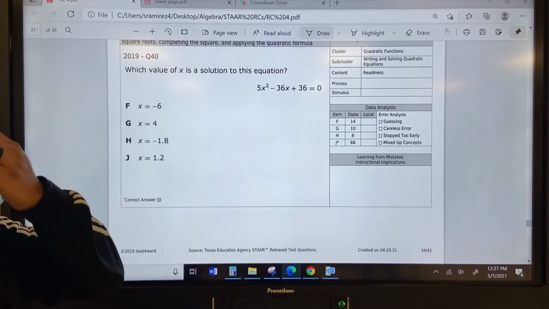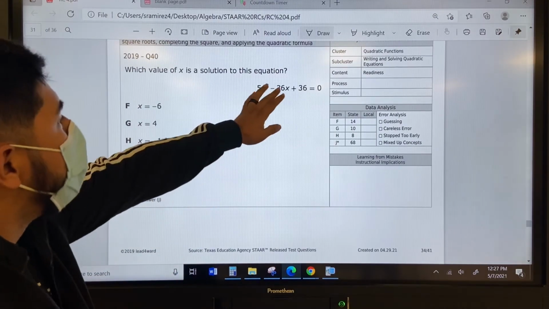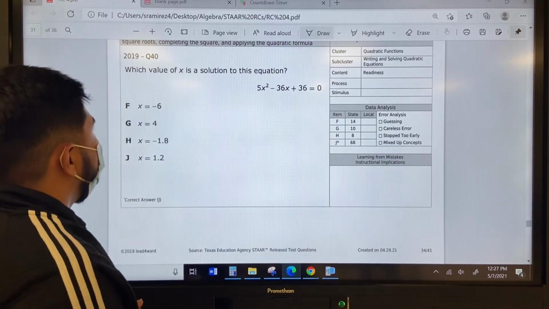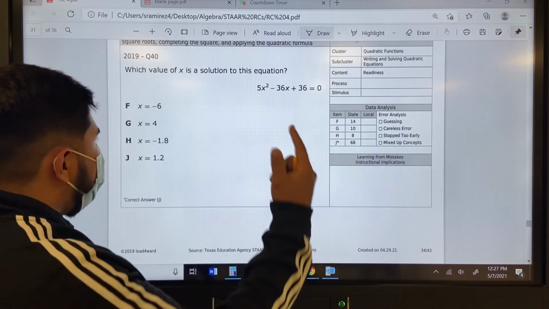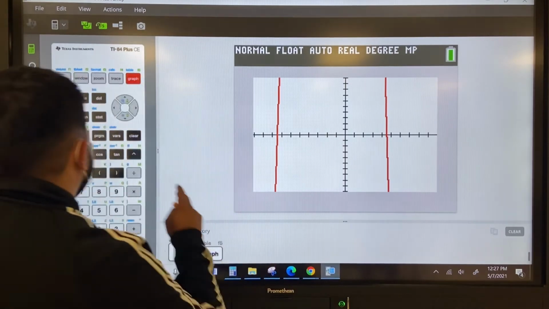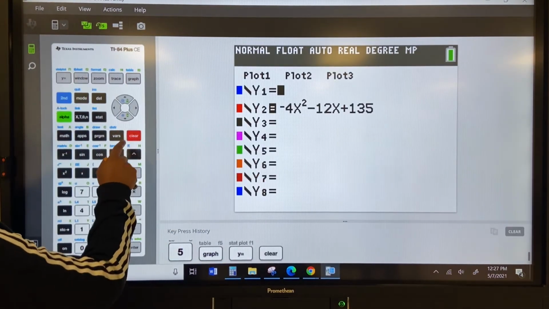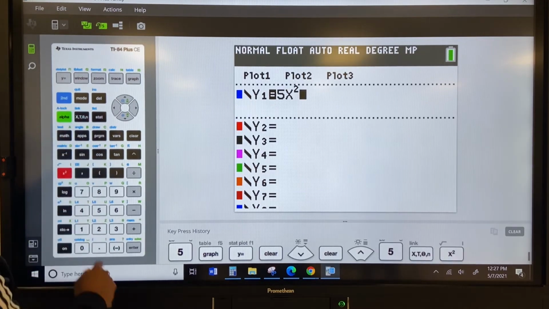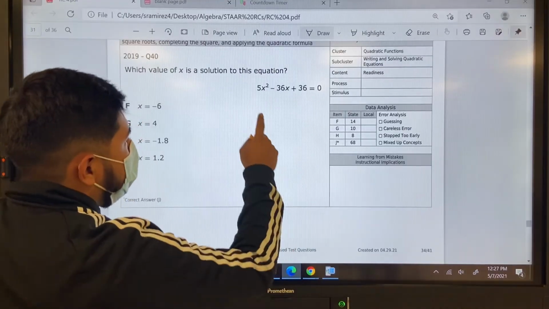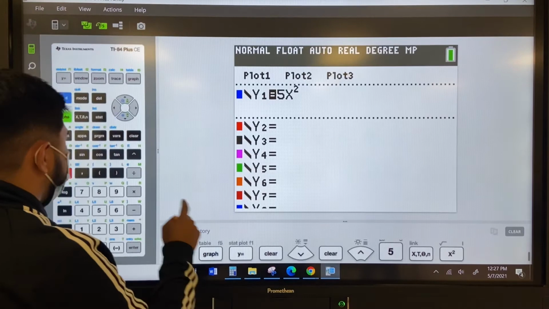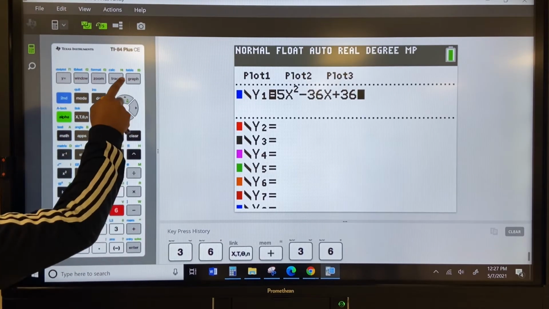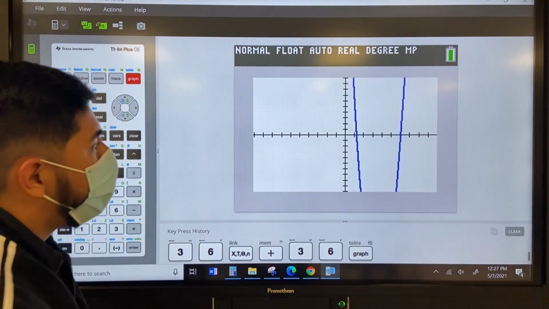What is the x solution to this equation? So it's already in 0 equals, so I can slap that guy in there, and then we can go. Y equals, let me clear that guy, 5x squared minus 36x plus 36. Graph it. Boom.